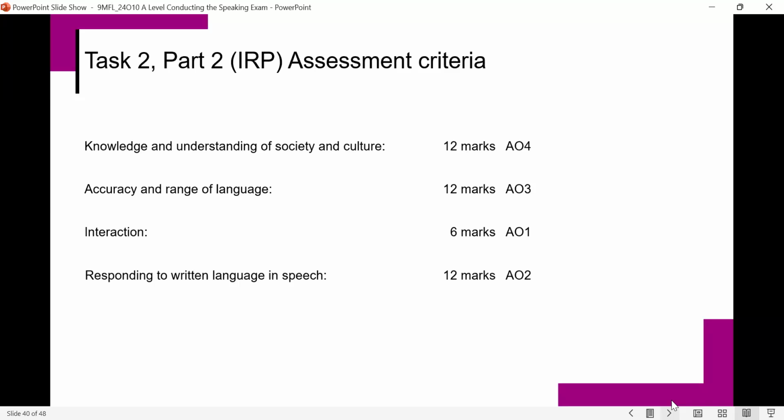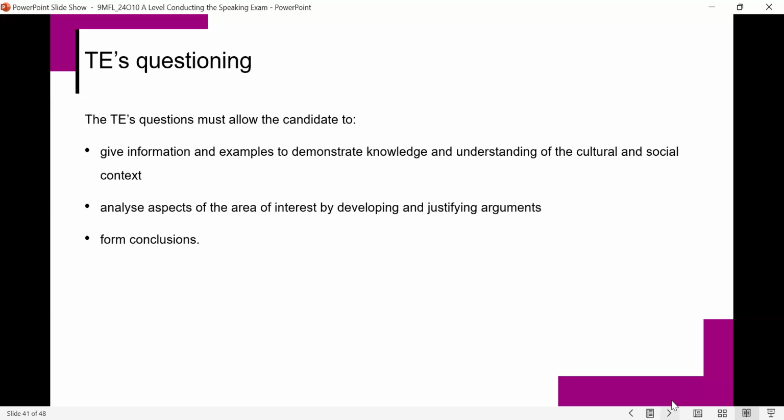Okay, so as I was mentioning, I think Ian was asking about that. The responding to written language in speech, those are only the 12 marks for the presentation. So have we done those magic 6 things? Name the 2 sources, summarize the 2 sources, and react to the 2 sources, not just talk about a reaction to the topic itself. Okay, and then on you go, with a little bit of something to say about your teacher examiner's questions, the questions that you follow up with after the presentation. You need to make sure that the candidate gives information and examples that demonstrate their knowledge and understanding of the cultural and social context. Again, that they analyze aspects of the area of interest by developing and justifying arguments.